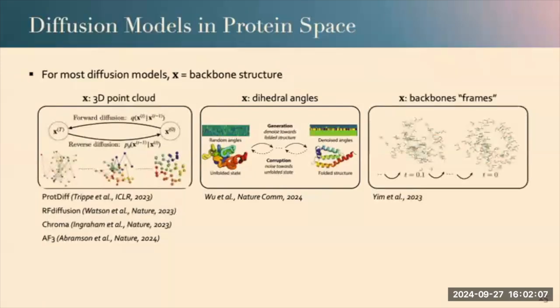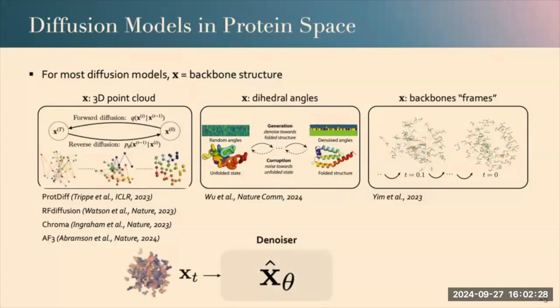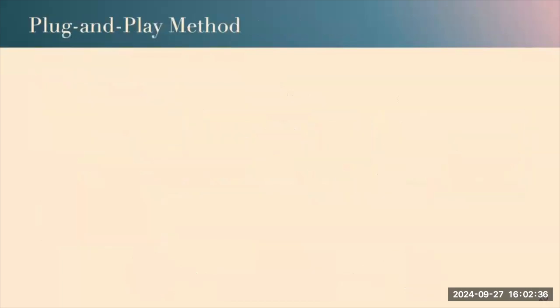But also people have been looking at backbone frames. So each residue is represented as an element of SE3. So those are different ways to represent the space of backbone structures. But the common point that all those methods share is that under the hood, they will have a function that we will call the optimal denoiser that will take as input a noisy backbone structure and will output a denoised backbone structure. And this is the only object that we need to extract from the diffusion model in our method. So I will explain how that works.